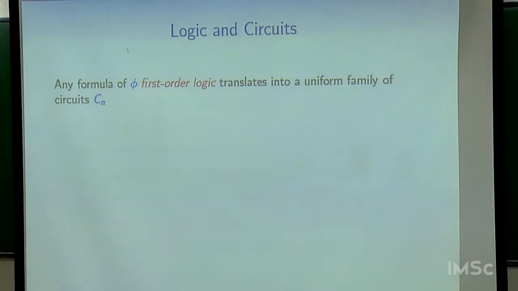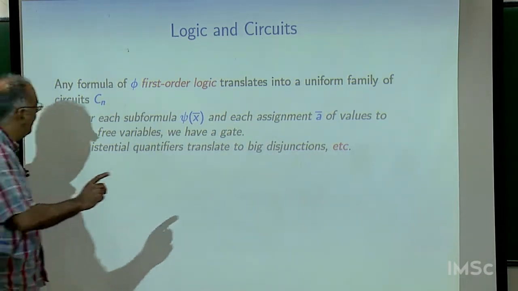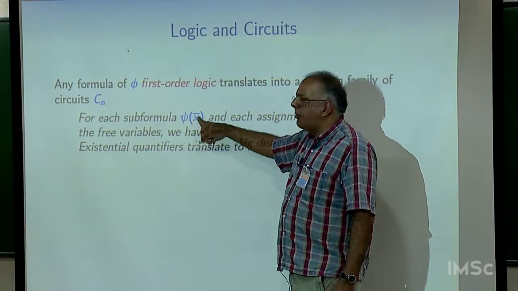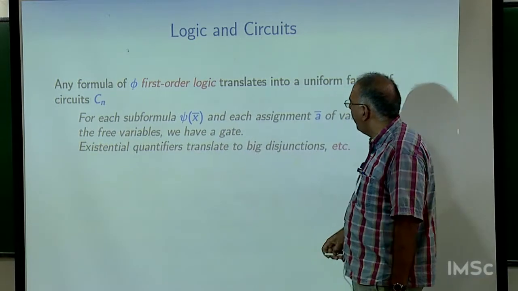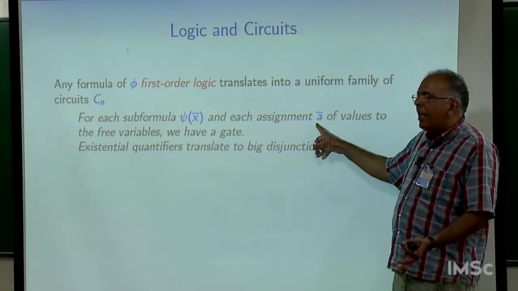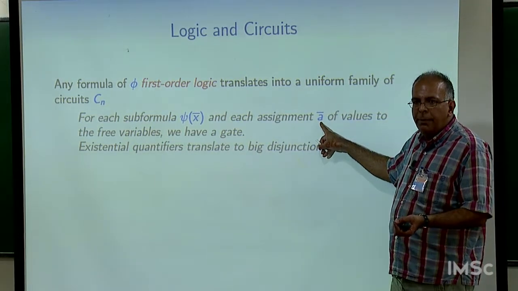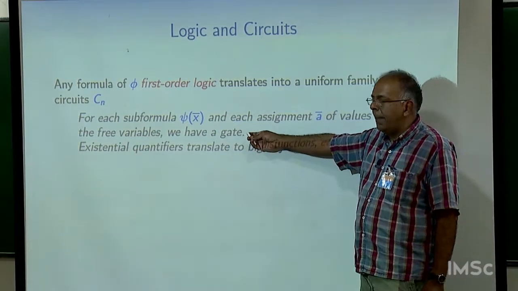Now you can convert any such formula into a family of circuits in a standard way. What do you get, right? So here's the standard translation spelled out for you. You start with the formula. You take any subformula, which will now have some free variables, x. I mean, phi is a sentence without free variables, but a subformula will have free variables. And you consider any assignment of values to those free variables. Now, the values are vertices of your graph, right? And for each such assignment, you have a gate in your circuit.